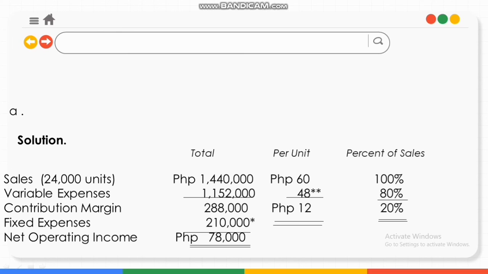Tapos yung selling price is 60. Tapos yung variable expenses per unit is 45 kanina. Nag-add ng 3 pesos, magiging 48. Tapos yung magiging contribution margin na per unit is 12 pesos. So, sa percent of sales is 100%. Then, 80%, 48 pesos divided sa 60, kaya nakuha yung 80%. That's 100% minus 80% is equals to 20%.